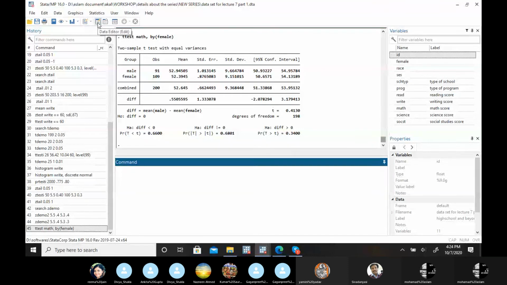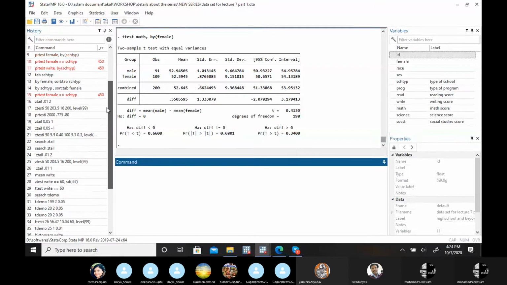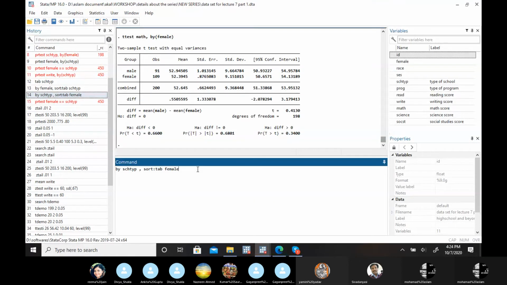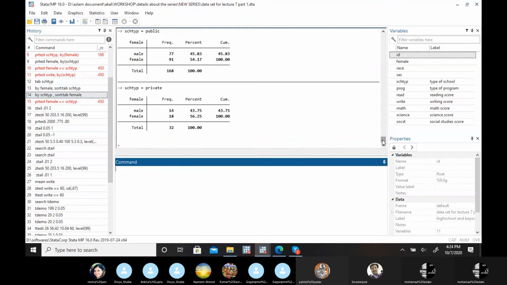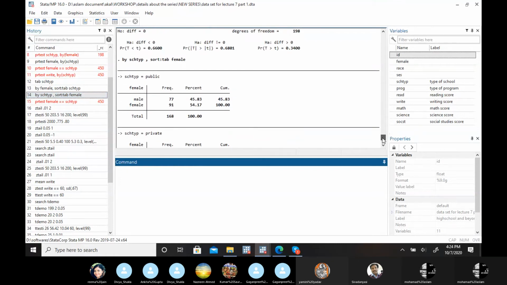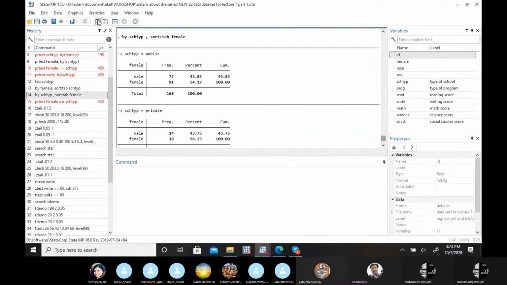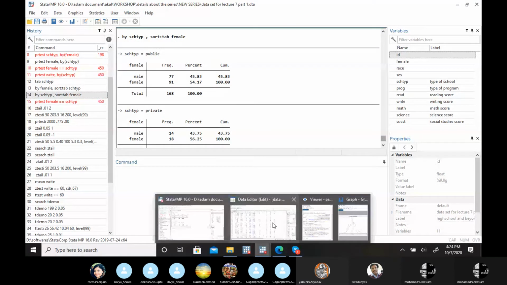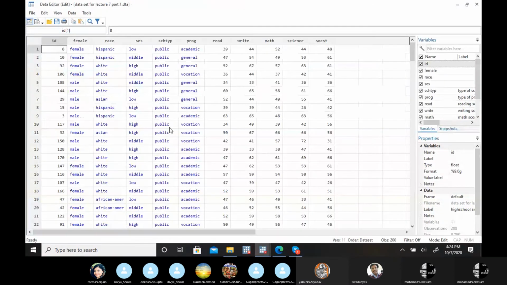Here there are two variables. One is female, which shows male and female. Another is school type, where they are studying, private and public school. So let's suppose I am interested to see, now both of these variables are categorical, right? School type has categories and female has categories. So we can't apply the T or Z test. We can apply the proportion test. Proportion test for the categorical variables.